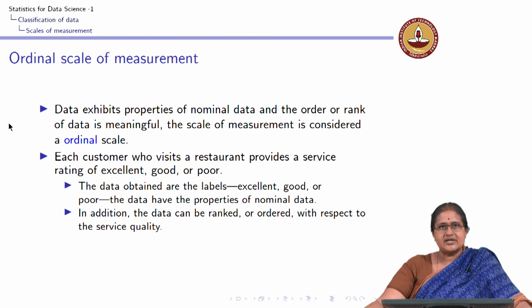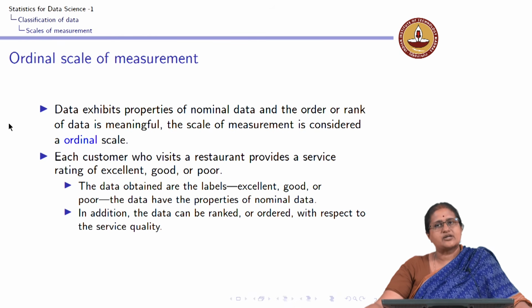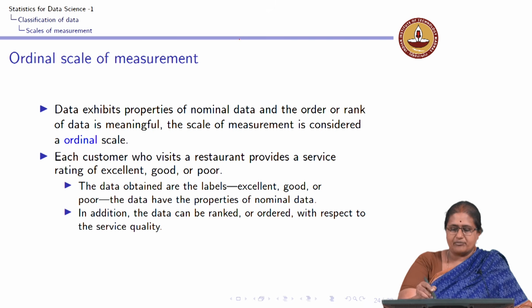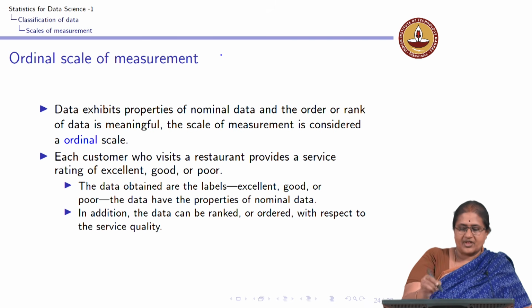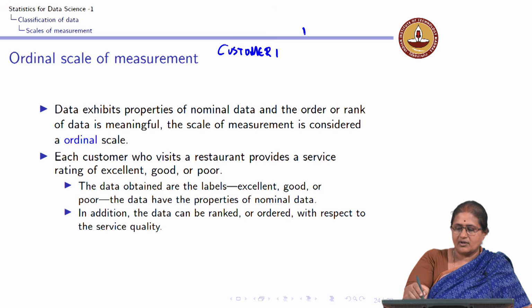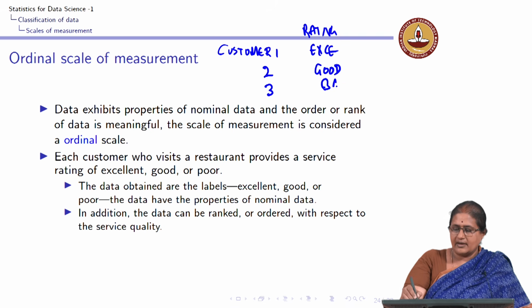What do we mean by this? For example, a customer who visits a restaurant provides a service rating of excellent, good and poor. The data are again labels. For example, I can have a data where I have customer 1 who gives a rating of excellent, customer 2 good, customer 3 bad, customer 4 again good.